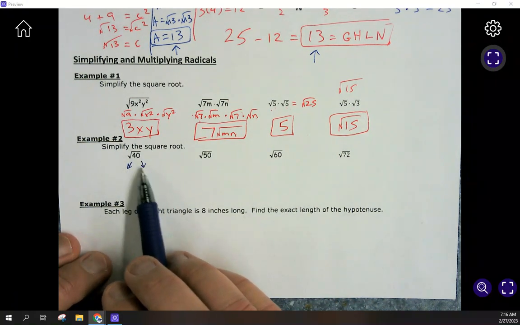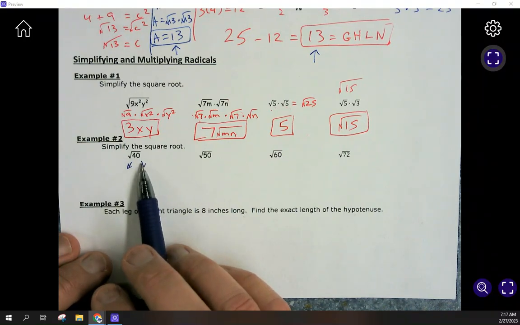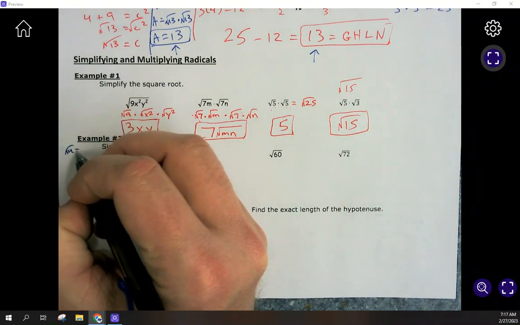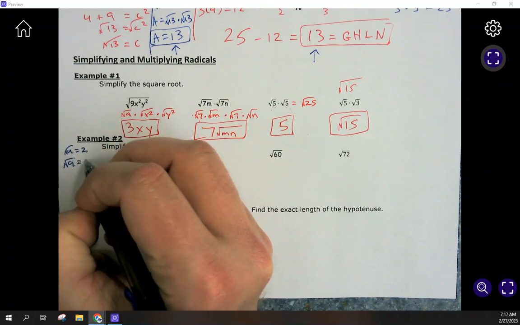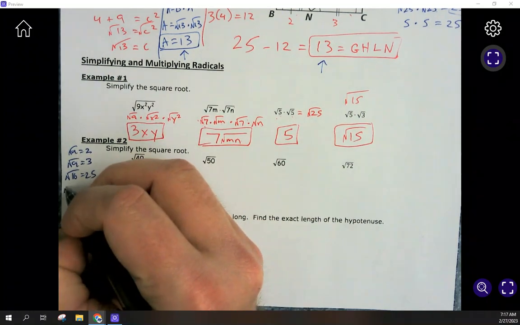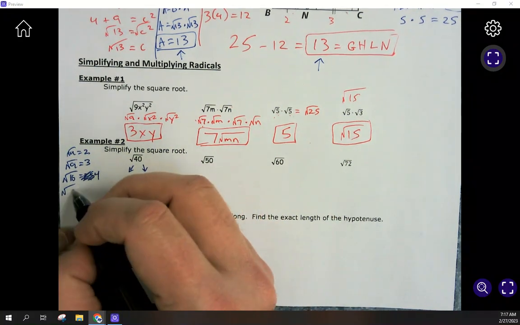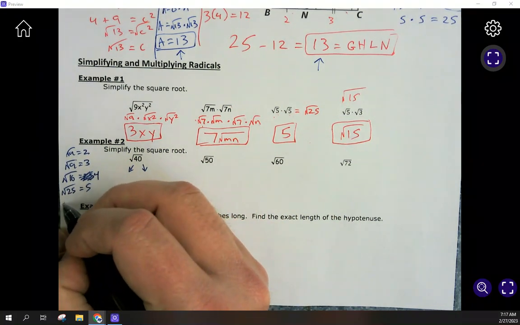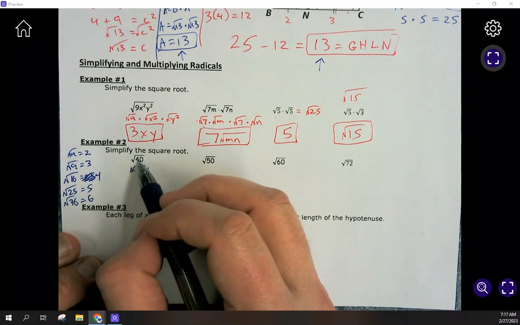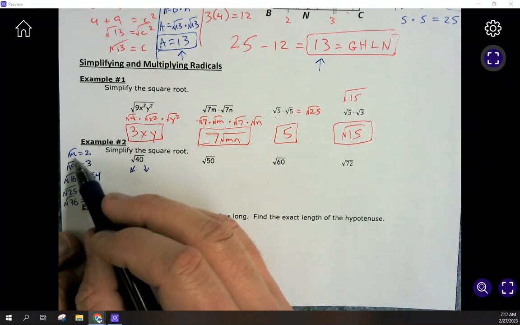But what you're trying to do is pull out a number that actually has a square root, like 4 or 9 or 16 or 25, because the square root of 4 is 2, square root of 9 is 3, square root of 16 is 4, square root of 25 is 5, square root of 36 is 6. So I'm looking for one of those special numbers that multiplies into 40, which would be 4 in this case. 9, 16, 25, 36 don't go into 40, but 4 does.